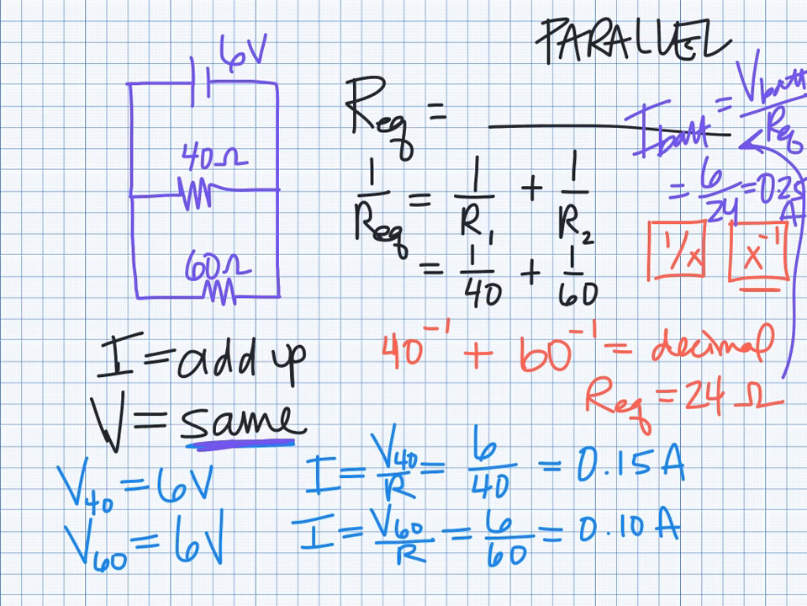Well, that's what I get when I add these two numbers together. The current that's flowing from the battery, when it gets to this point called a junction point, it splits up, and it turns out that 0.15 goes this way and 0.1 goes this way. So again, a good check for our circuits.